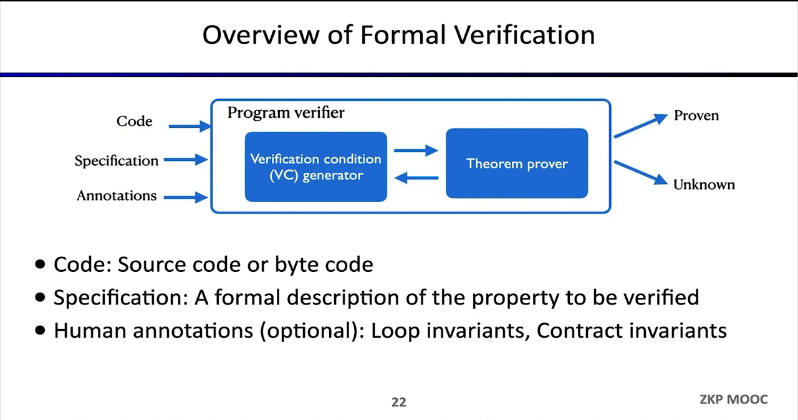Once the program verifier takes those inputs, it compiles them into a logical formula using a component called the verification condition generator. We also call it the VC generator. The VC generator ensures that the code satisfies the specifications if and only if the generated formula is valid. The validity checking is typically done through an off-the-shelf theorem prover such as an SMT solver like Z3 or CVC4, or an interactive theorem prover such as Coq, the Lean prover, etc.